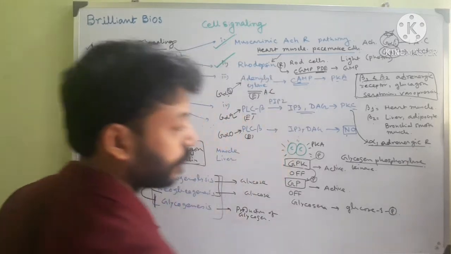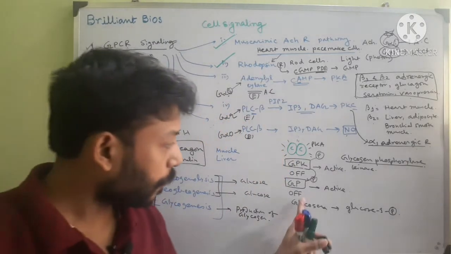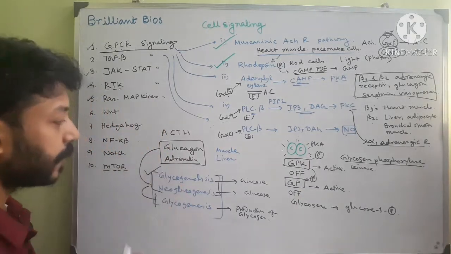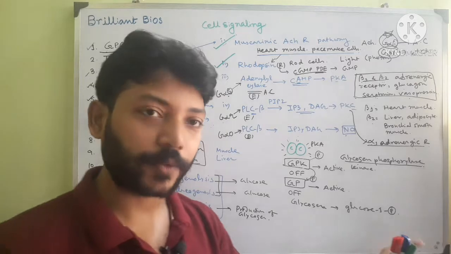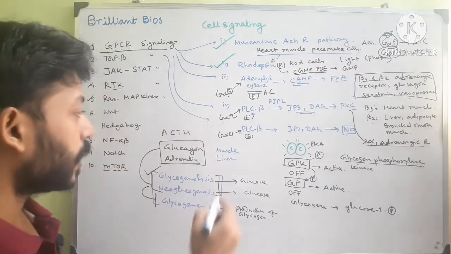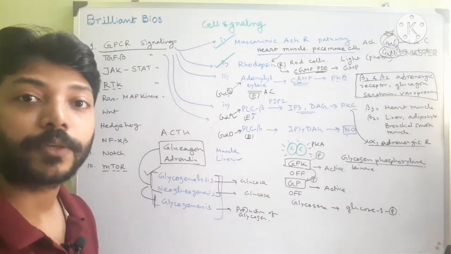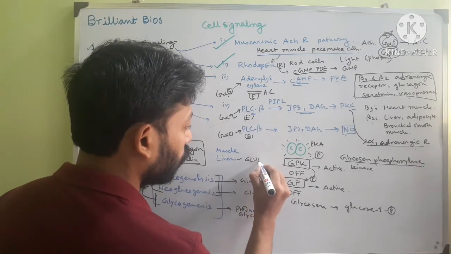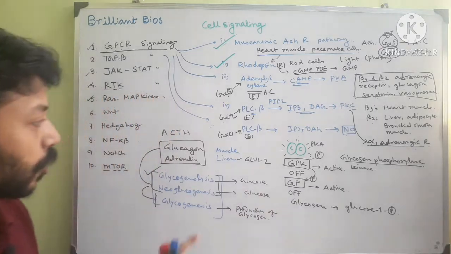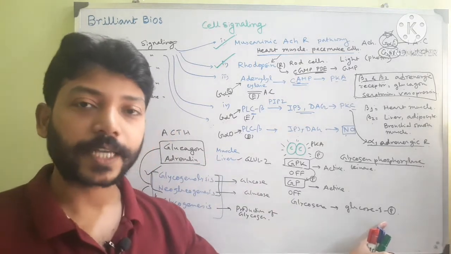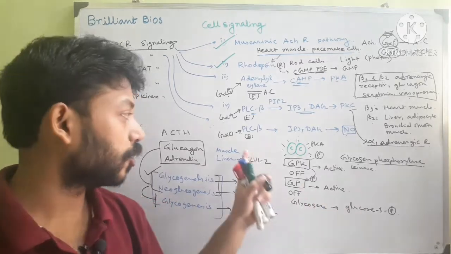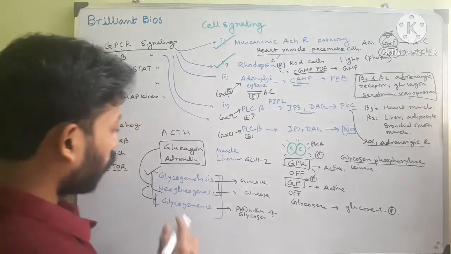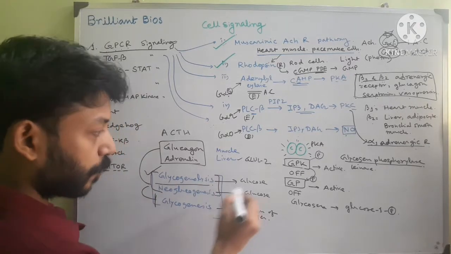When GP becomes active, it helps in the breakdown of glycogen to glucose 1-phosphate. This is called glycogenolysis. Now this glucose 1-phosphate is converted into glucose in case of liver and exported out into the blood by a transporter called GLUT2. And in case of muscle, this glucose 1-phosphate is converted into glucose 6-phosphate and goes to the TCA cycle. So it produces energy. So here glycogenolysis means production of glucose.